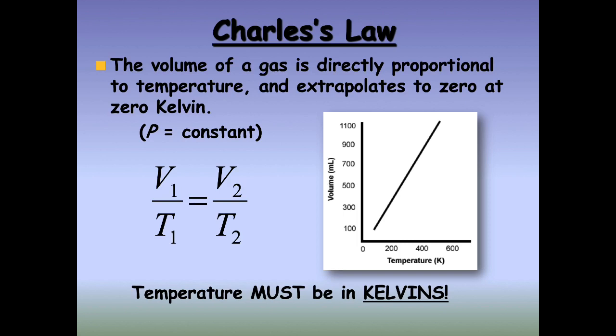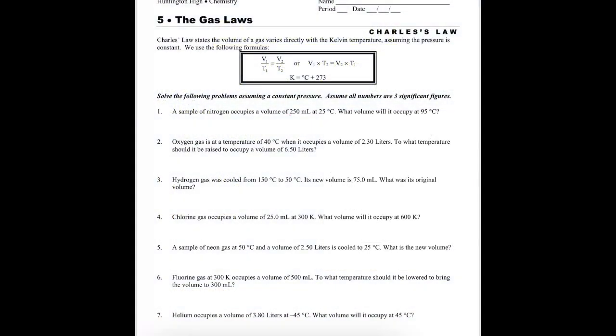So the formula to calculate it is V1 over T1 is equal to V2 over T2. Again, the temperature is in kelvins. The volume can be in whatever it needs to be as long as it's the same volume units.